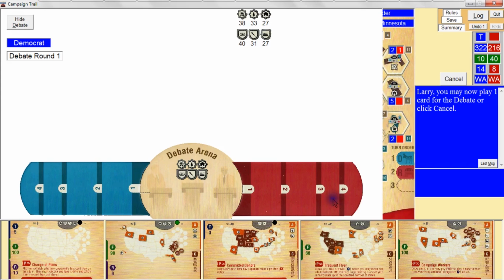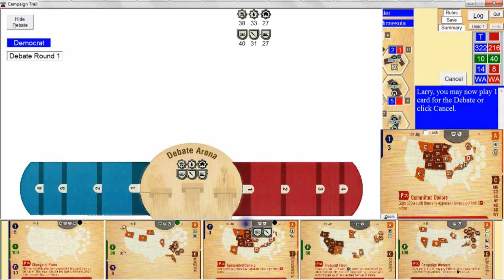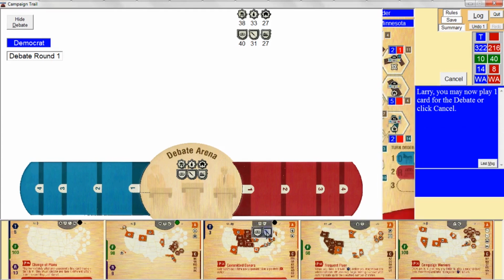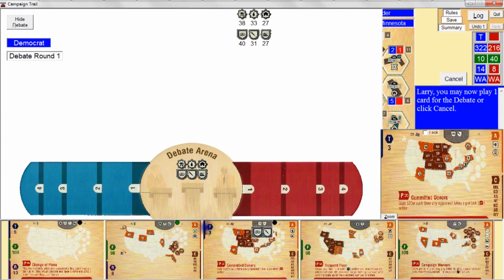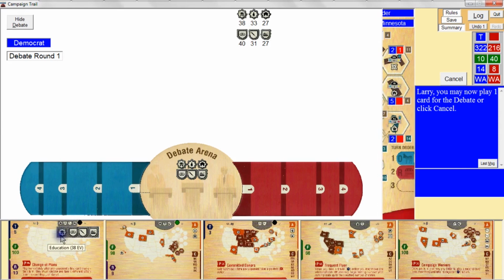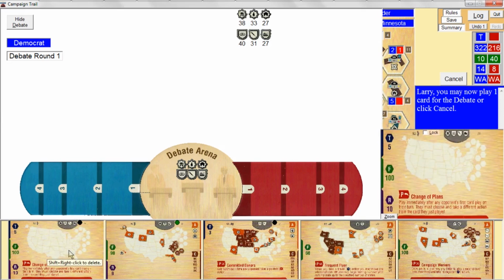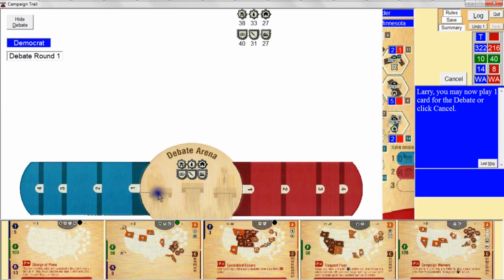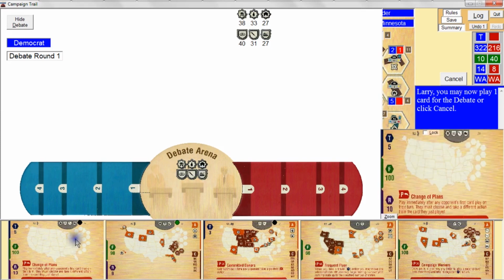So for my first play of the debate, obviously I want to either play this one, which is on drug trafficking and surveillance state, but this is my strong card: education, surveillance, drugs, and military. I'm going to play this card, and that's going to cause all 4 of those topics to move to my side of the debate arena. Right now, no party has control of these topics. I play this card, I will then have control of 4 of them.